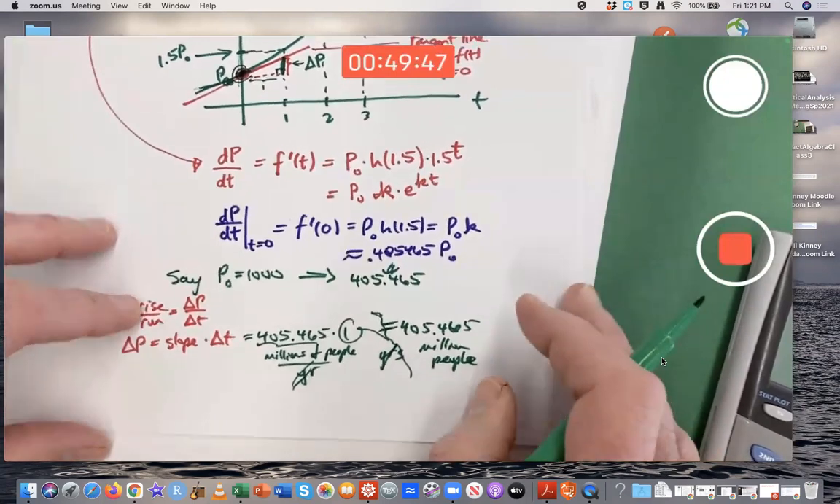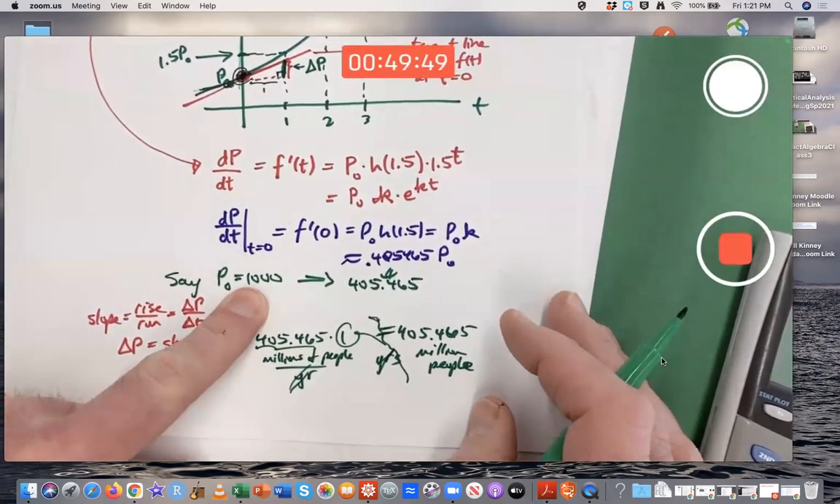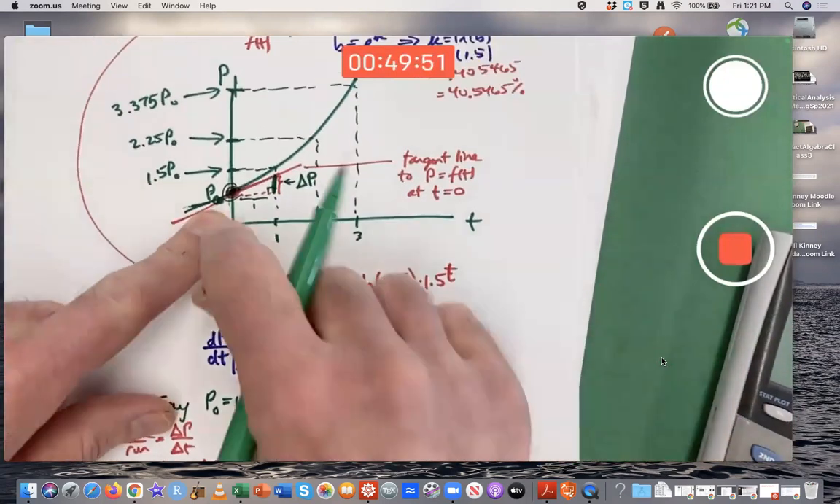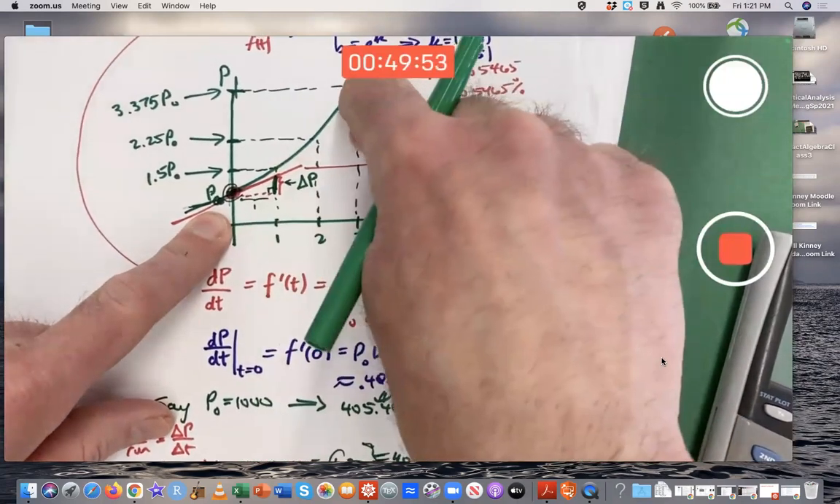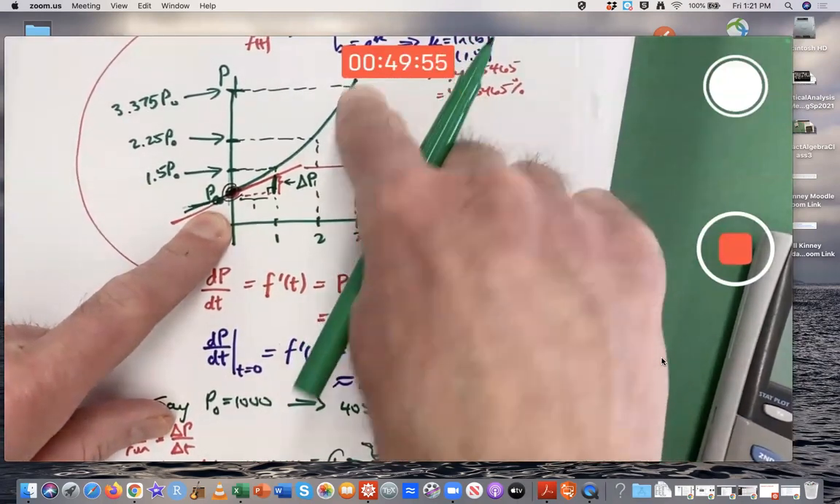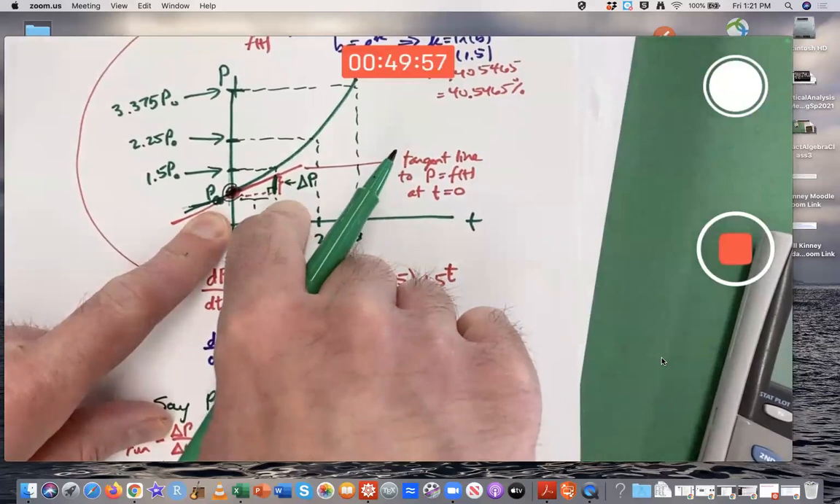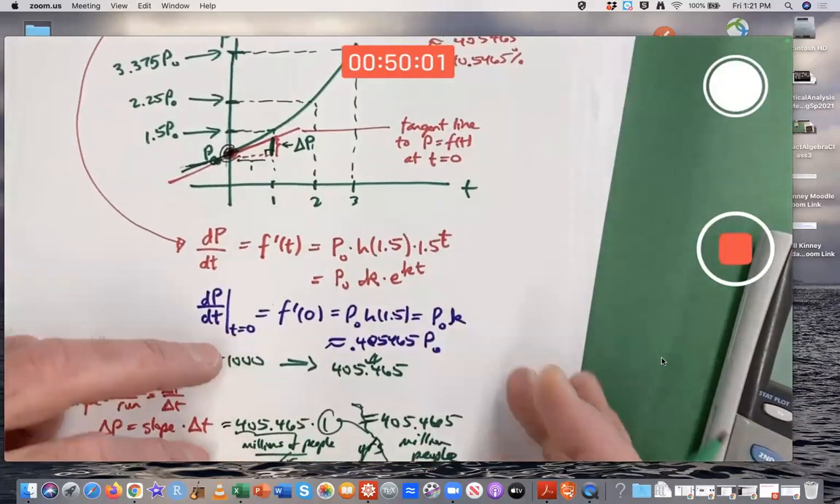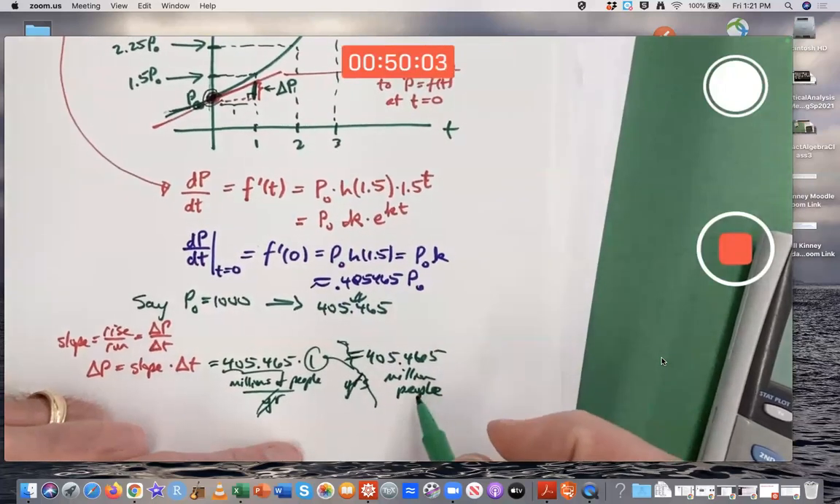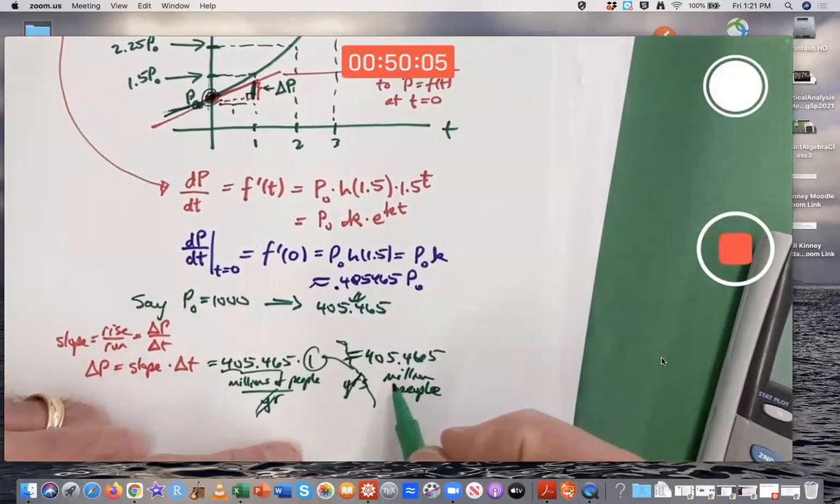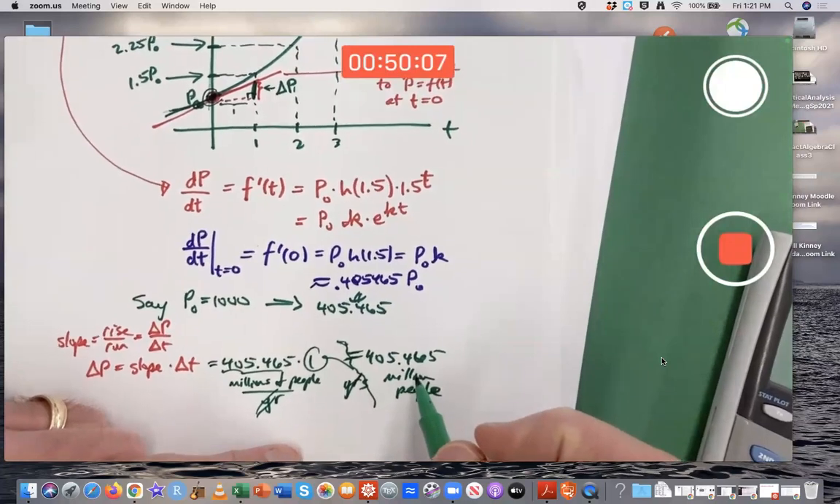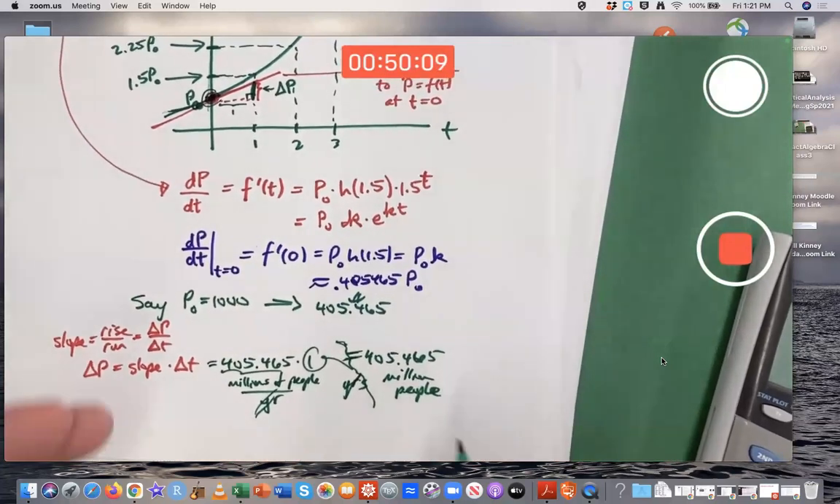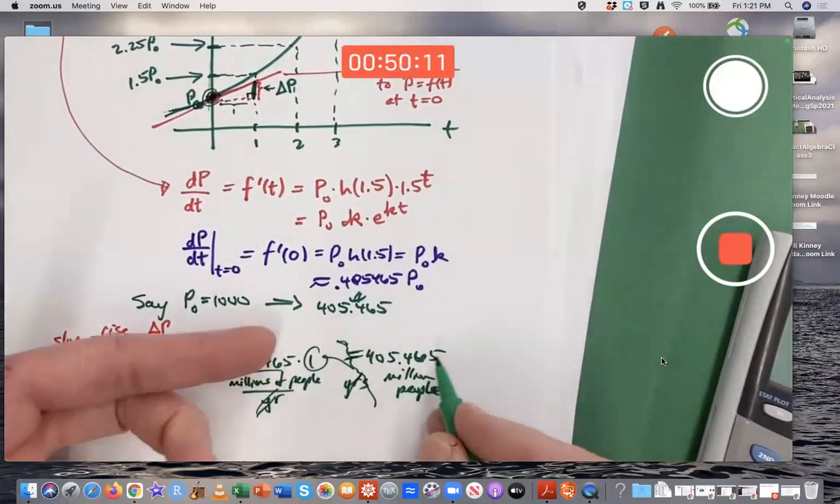And then if the population started out at 1,000 and it followed the tangent line, the red line, instead of the green curve, that's what we were just talking about there, the change in the red line, not the green curve, then it increased from 1,000 to 1,405 million people. It increased by 40.5465%.